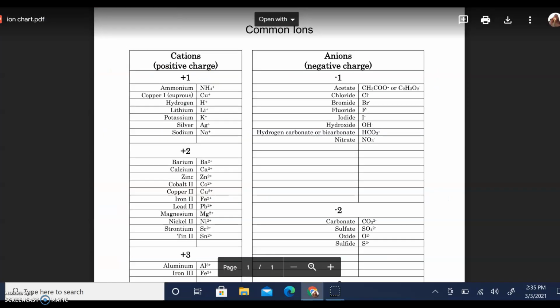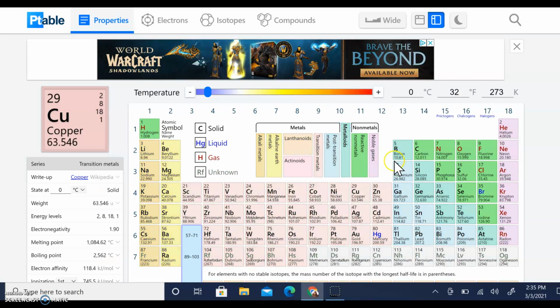So the transition metals, the ones here, can have multiple charges. And so we give them a number. So copper can become +1 or +2. So to tell which ion it is, we put copper with a Roman numeral 1 to mean copper with a +1 charge, and copper with a Roman numeral 2 is a +2 charge.